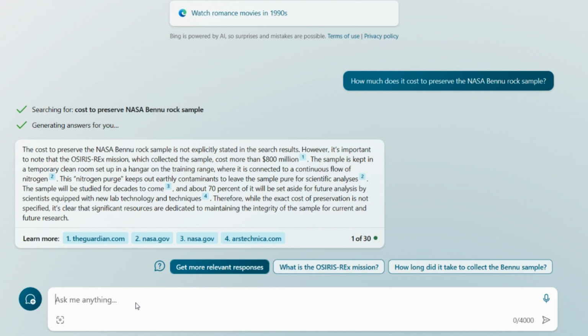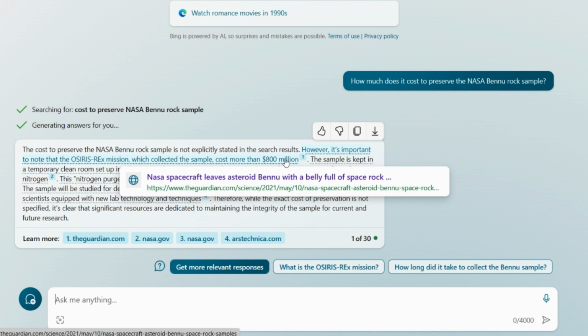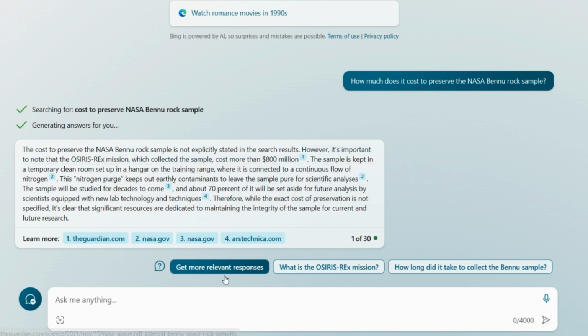So, that's kind of interesting. They don't know how much it's going to cost, huh? I would imagine that this $800 million is probably already approaching, if not already, over the billion mark. And then they're talking about how they just have a temporary clean room. Apollo.